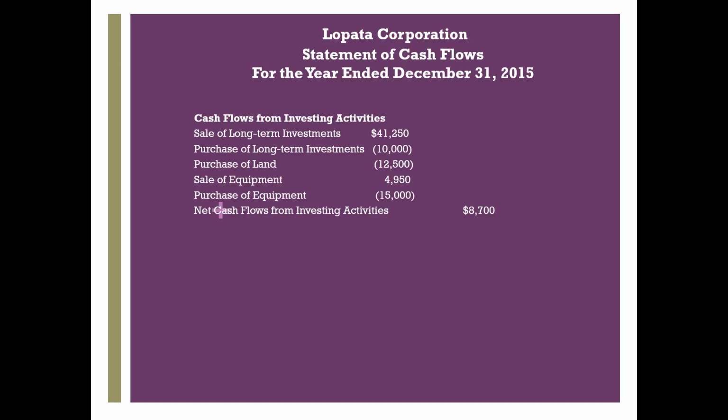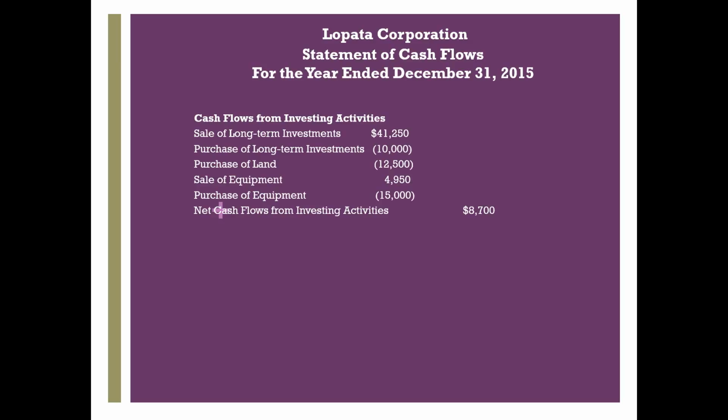Next, it says we sold equipment for $49.50. Okay, now what we want to know, first we have to compare book value, and then we have to see if someone paid us more than book value or they paid us less than book value, because that's where the gain or loss comes in.